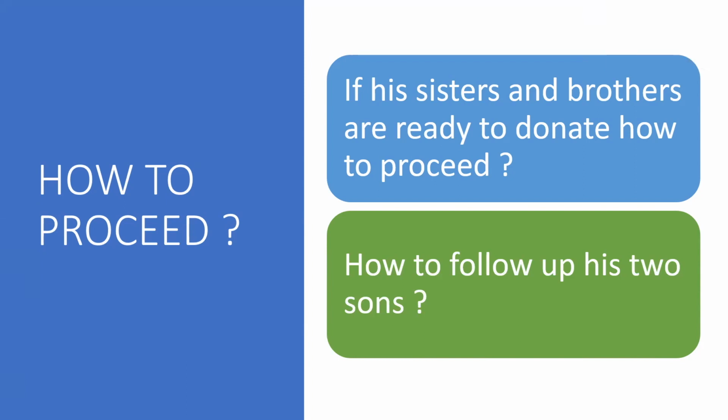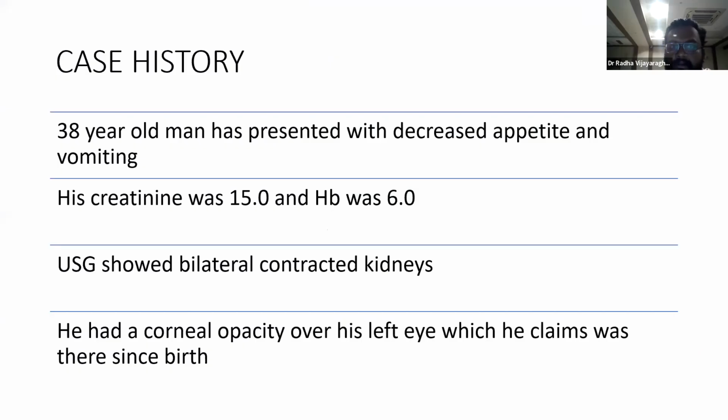Okay. I think if there aren't any more suggestions on this, we'll go to the next case. Harish? Yes. So now we have a 38-year-old man presented with decreased appetite and vomiting. His creatinine was found to be high and he had anemia. His USG showed bilateral contracted kidneys. His electrolytes were normal and his uric acid levels were normal.